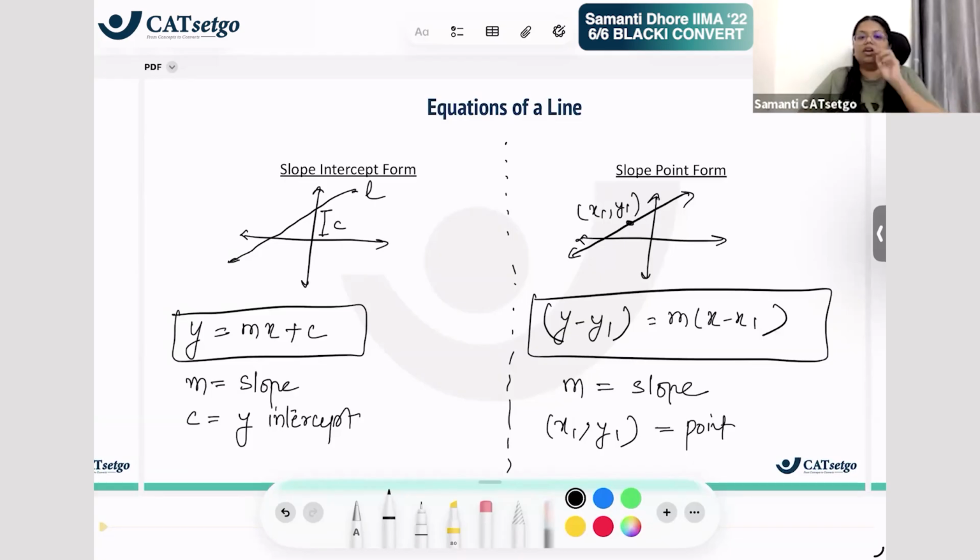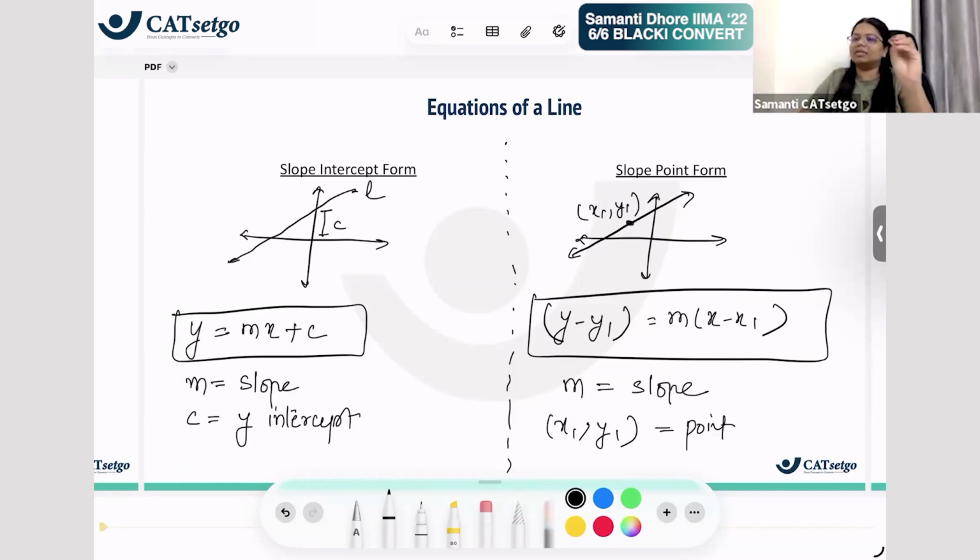When you register this formula, does it seem like something new that you have to remember? It should look like something that you have just seen. Why? Because we just saw the formula of slope. What was the formula of slope? It was y2 minus y1 upon x2 minus x1.